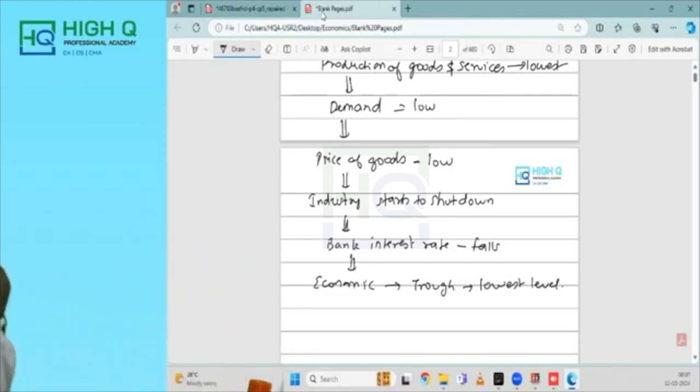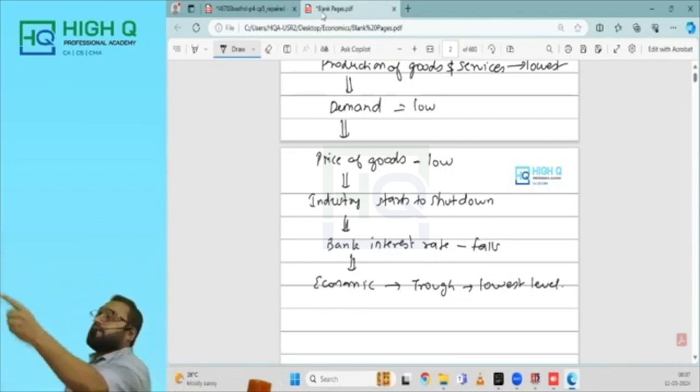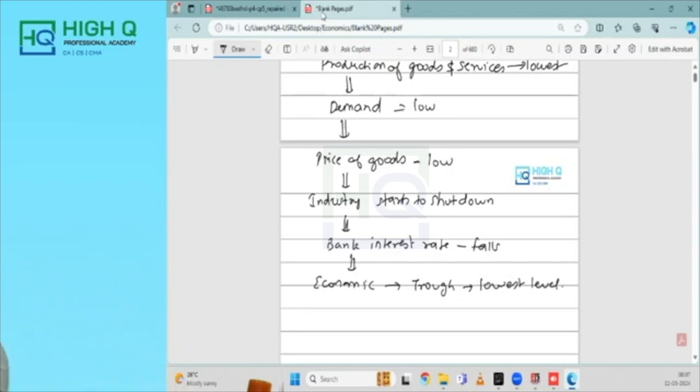Say yes or no. So depression is that level where the employment is low. Production will be low. Demand for goods will be low. Price of goods and services will be low. Industry will start to shut down. And the bank interest rate will fall. So slowly and gradually the economy will reach the trough. Which is the lowest. Hello. Not understood.